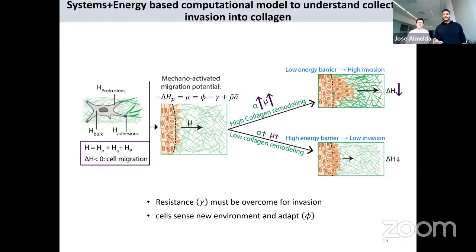And I'll represent the tension in the ECM as alpha bar, which is the net collagen remodeling happening in the field of view. So cells remodel the collagen, and they're able to lower this energy barrier and lower delta H overall, and able to invade further. In the absence of collagen remodeling, the energy barrier remains high, and your overall invasion stays low.